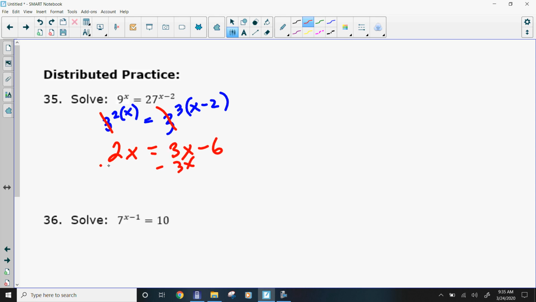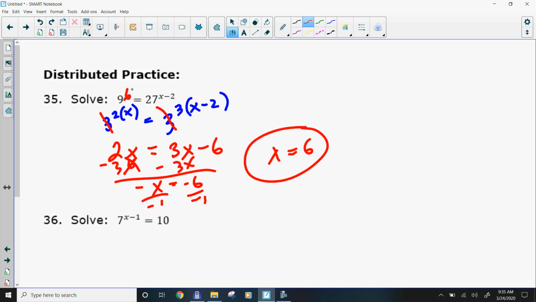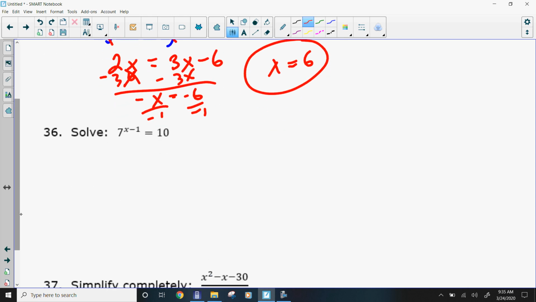Subtract 3x. Oops, not 36, 3x. That's negative x equals negative 6. Divide by negative 1. So x equals 6. And if you want, you can go plug this in and make sure in the calculator that this is a true statement. So what happens if you can't turn it into a 7 or into the other number?